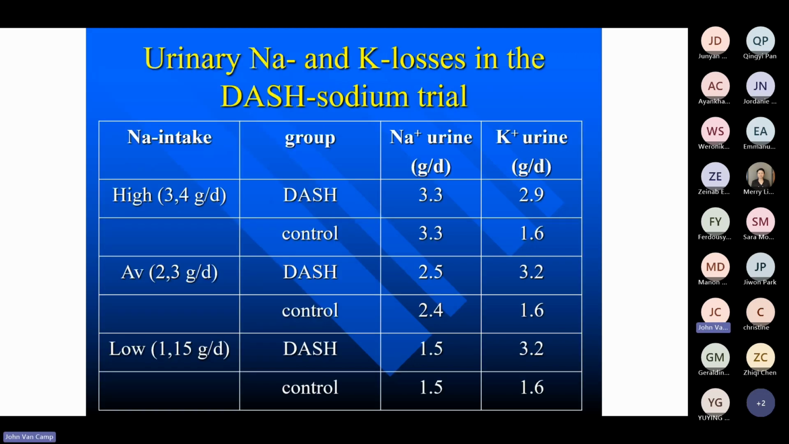If we look at the biomarkers, then you can see that the study was well designed, because here is the high intake, the average intake, the low intake for sodium. Here is the DASH group and the control groups. And there you can see that the sodium in the urine is gradually reducing if you go from high to low sodium intake, while the potassium is already changing between DASH and control, and for the rest stays constant, because the potassium effect is, of course, linked to the diet effect, the fact that the diet compositions are shifted.